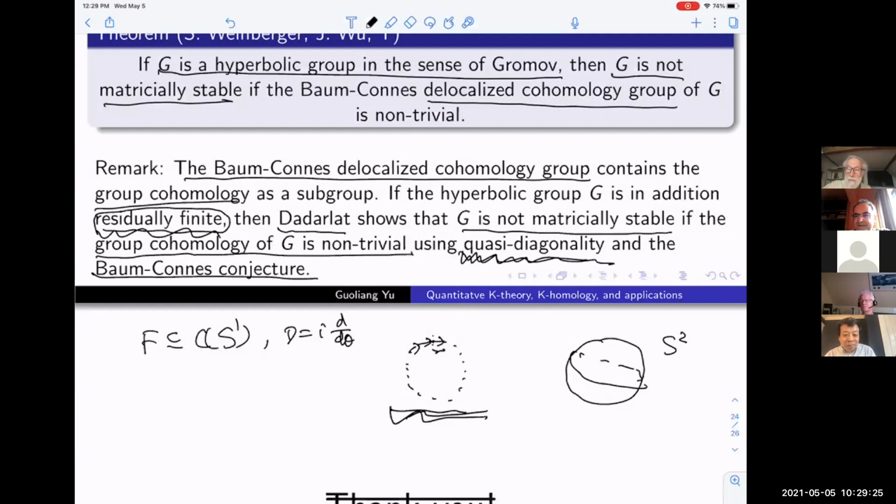Okay. Anybody else? I have a question. Is this controlled version equipped with a kind of asymptotic functoriality?